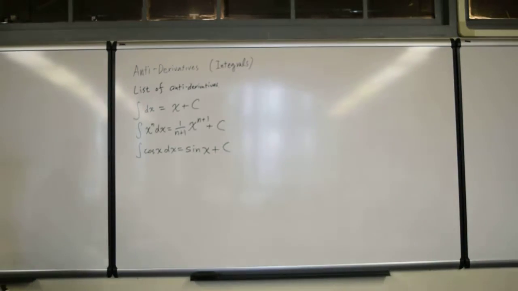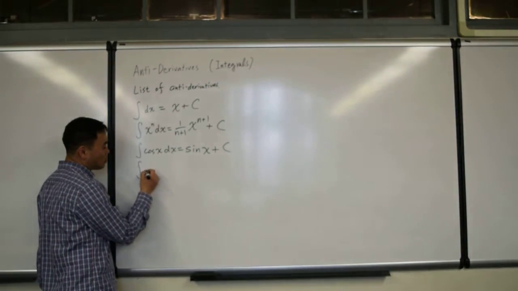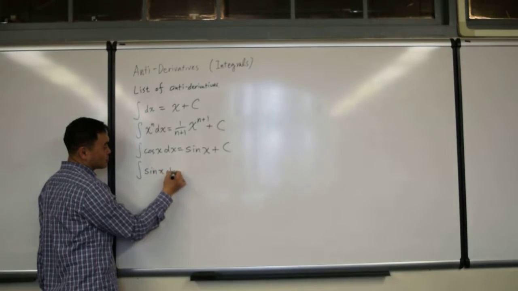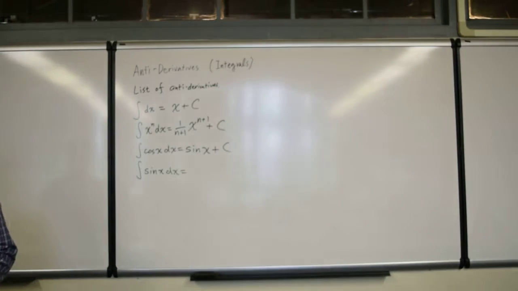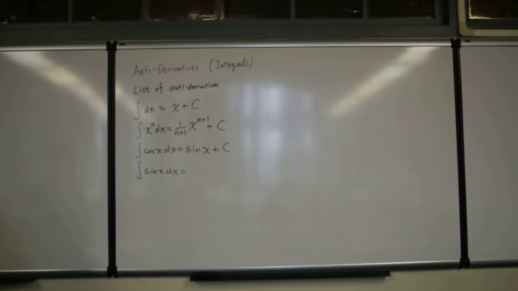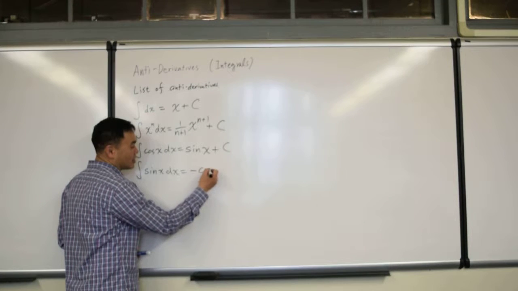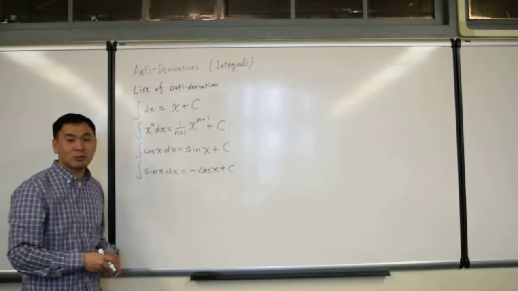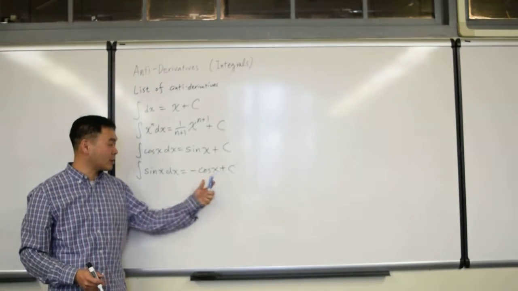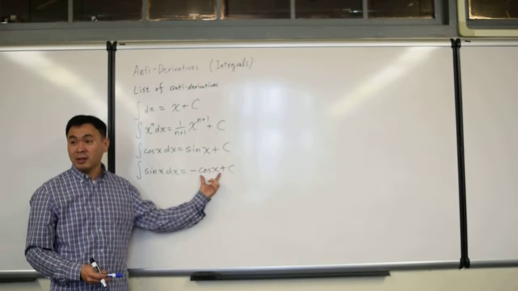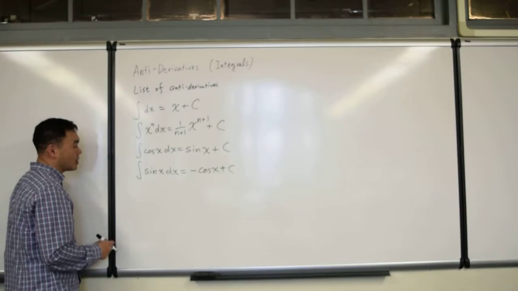Let's now think about other things. So the next question is, what differentiates to sine? Does cosine differentiate to sine? No. Cosine differentiates to negative sine. So if you want to integrate sine of x, you should be getting negative cosine x. Always, when you are not sure, try differentiating. Negative cosine x differentiates to negative sine, everyone knows that. And negative of negative is positive. So that's what we have.